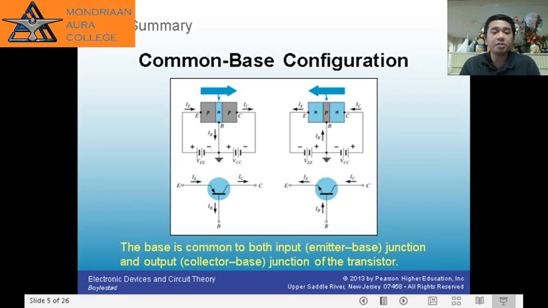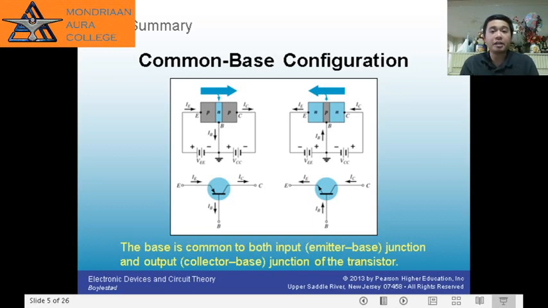Yung electronic switch naman, ginagamit natin to turn on or to turn off the device, and pwede tayong mag-control ng large amounts of current pero ang pinapasok lang natin ay small amount of current. So, controlling large amount of current but using small amount of current. Yun ang BJT as an electronic switch.